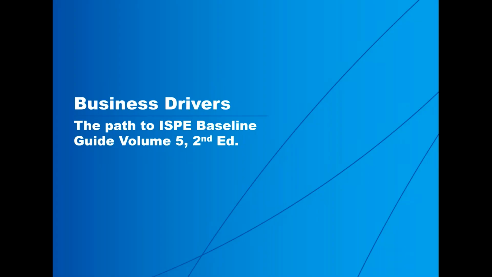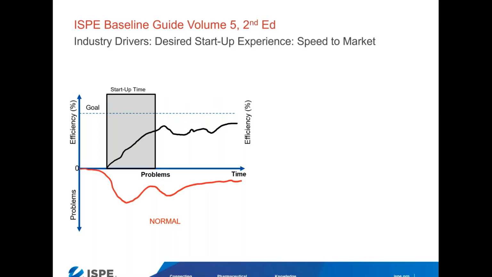So from 2001 until today, what are some of the business drivers for revising the baseline guide? Speed to market and startup cost are two of the biggest drivers. What you see here is sort of a typical project startup experience. At the top, you have a very long startup time. You have a goal of operational efficiency that you never really reach. And then at the bottom, you see the progress of experiencing and resolving problems throughout the process.